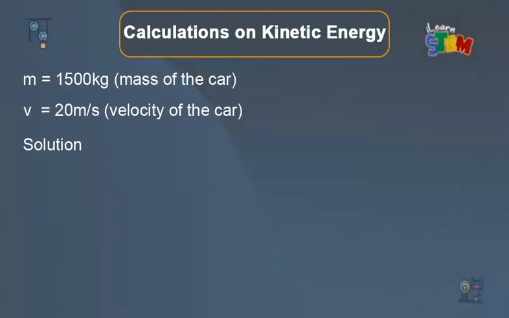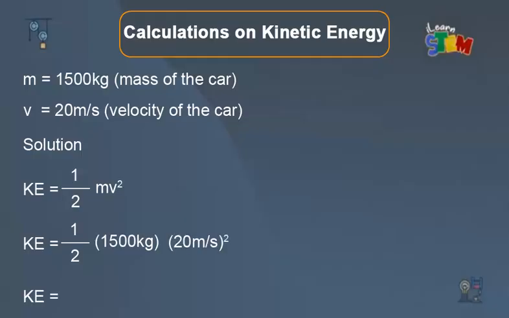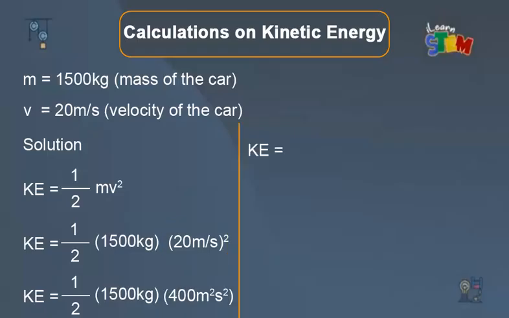Solution. Substitute the values into the equation, using the kinetic energy formula. Kinetic energy equals 1 over 2 mv squared. Kinetic energy equals 1 over 2 times m, which is 1,500 kilograms, times velocity, which is 20 meters per second, squared. Kinetic energy equals 1 over 2 times 1,500 kilograms times 20 meters per second squared, which is 400 meters squared per second squared. Kinetic energy equals 1 times 1,500 kilograms times 400 meters squared per second squared, divided by 2.